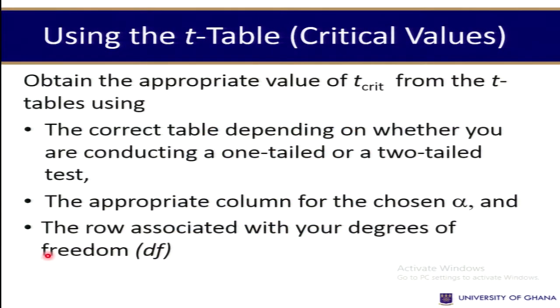So you have to look for the row that goes with the degrees of freedom, which will be on your left, and then you select the one tail or the two tail and the corresponding alpha level, and then you get your T critical value.